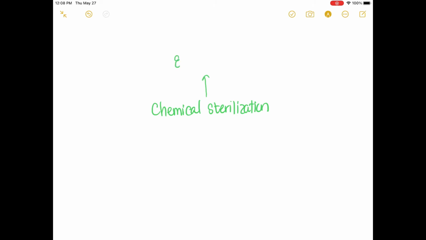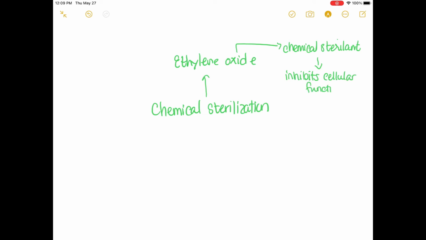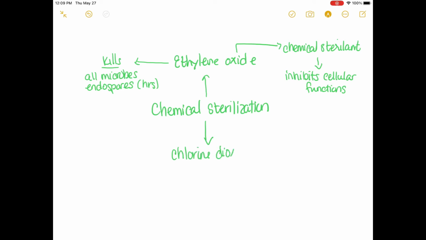Chemical sterilization. Ethylene oxide is an example of a chemical sterilant. This sterilant replaces the protein's labile hydrogen atoms in a chemical group with a chemical radical. There is a cross-link of nucleic acids and proteins which inhibits vital cellular functions. It kills all microbes, but with endospores, the length of time to kill them is several hours.